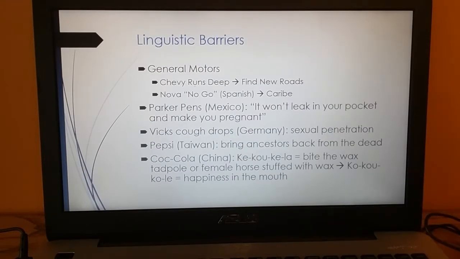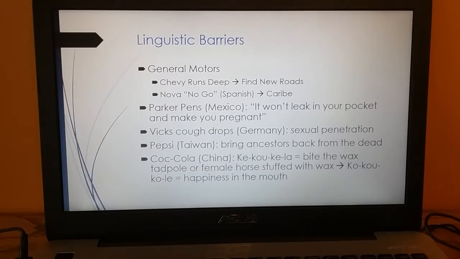Okay, linguistic barriers. One of the classic ones is, we talk about linguistics, we talk about language. There used to be a Chevy Nova back in the day, and Nova in Spanish means no-go. So they changed it to Caribe.